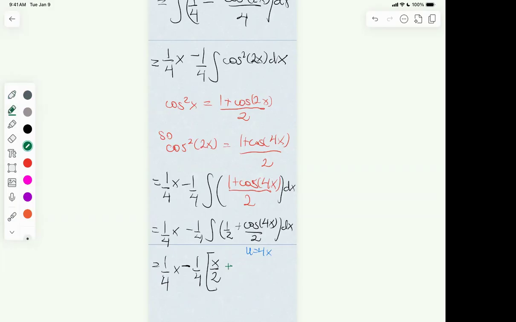And the integral of cosine is sine. So after you do the u sub, you get something like sine of 4x over 8, right?